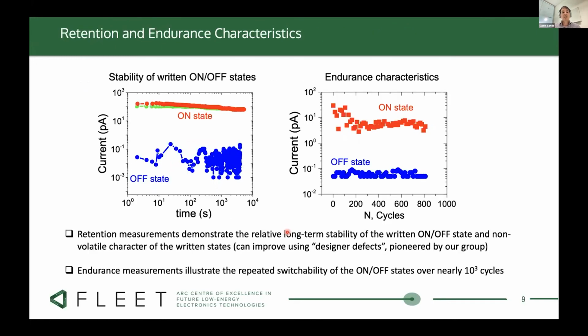The next thing to check for a memory is, of course, how long will the states be stable, and then how many times can we switch them back and forth. So for the stability of the states, we have up to about 10^4 seconds, which we think is actually limited not by the actual memory itself, but more about the way the AFM tip. And we can actually switch these back and forth close to 1,000 times. Of course, these are not going to be great for a commercial memory straight away, but we think for a prototype, these numbers are quite good.